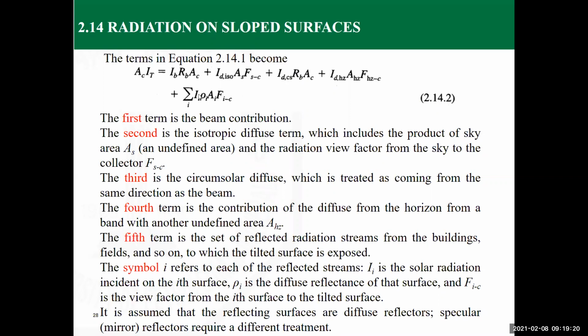The same thing applies when we are talking about a horizontal surface. Instead of saying AI FIC, it will be AC FCI. AC is the area of our collector, which is known to us. FCI is the shape factor from this collector to the surroundings, which again is easier to calculate. So we're going to convert this equation into a simple equation that we can use for our calculations in an easier manner.